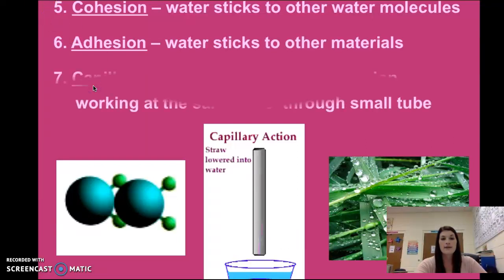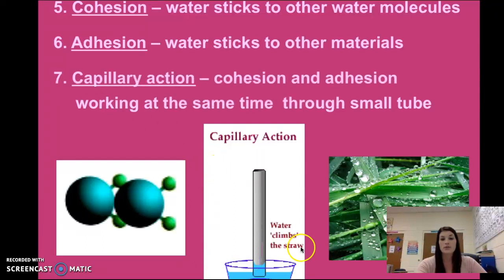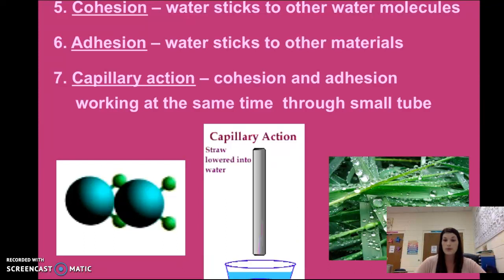Next we have capillary action, which is what this is looking at. Capillary action is actually cohesion and adhesion working together. So cohesion, again, is water sticking to water, and adhesion is water being able to stick to other things. This is what allows your blood, which is mostly composed of water, to flow through your veins, and it's also what allows water to be sucked up through the really tiny roots of a plant in order to get water from the ground.